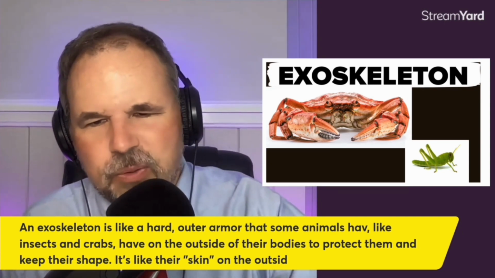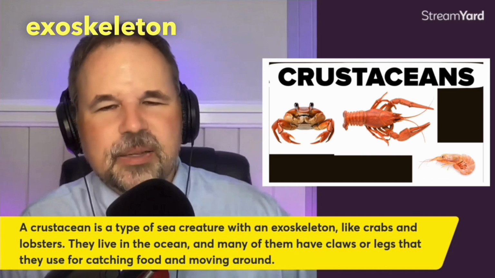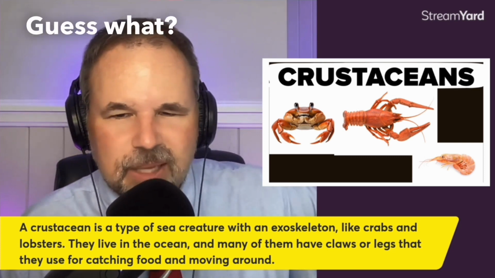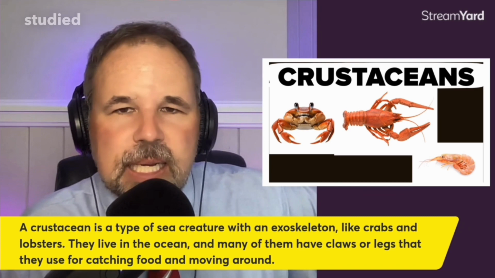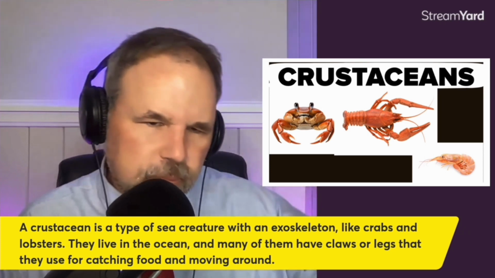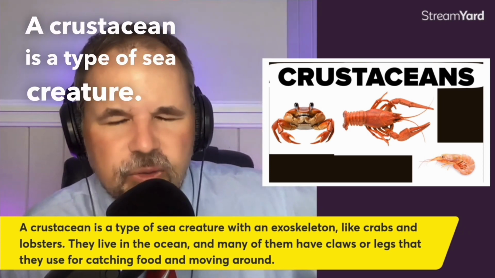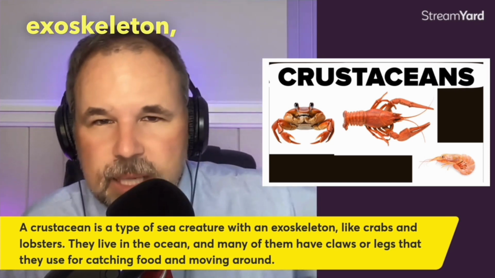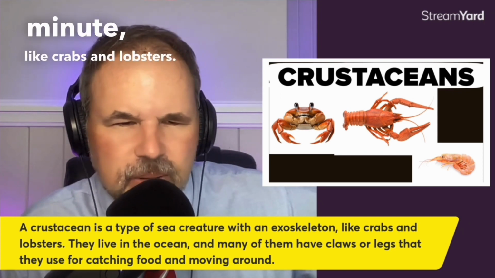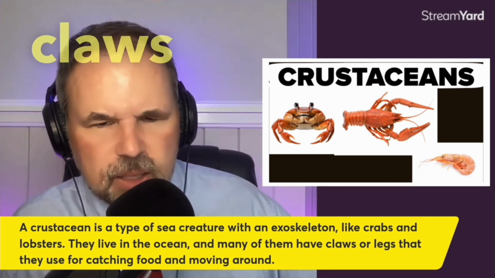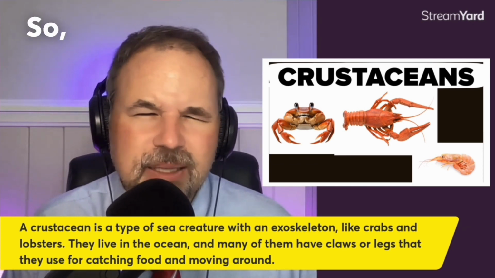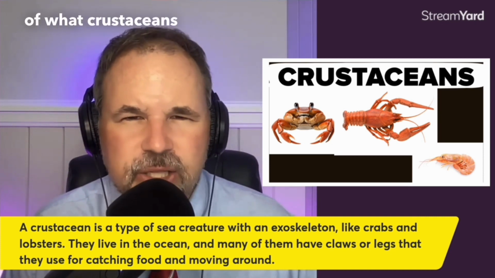Sorry. Let's move on. Hopefully you know what an exoskeleton is. Crustaceans. These are animals that live in the ocean. Guess what? They have exoskeletons. Darwin studied crustaceans. So I wanted you to know for this biology class what crustaceans are. A crustacean is a type of sea creature, so it lives in the sea, with an exoskeleton. We'll talk about some crustaceans in a minute, like crabs and lobsters. They live in the ocean, and many of them have claws or legs that they use for catching food and moving around. So that's a very simple definition of what crustaceans are.